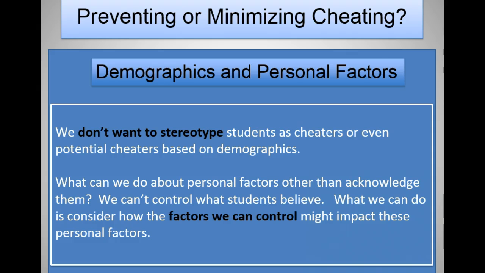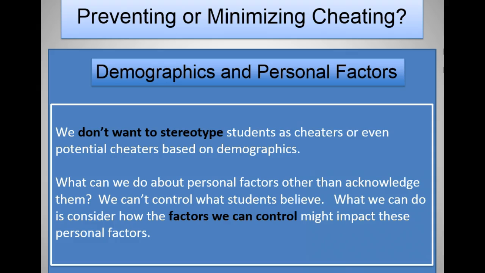So, preventing or minimizing cheating. When it comes to demographics and personal factors, I guess my message to you is we don't want to stereotype students as cheaters before they've cheated. It may be true that when we're looking at overall populations of students, men are more likely to report cheating than women. But what do we do with that when we're talking about particular men and women? There's nothing we can do about it, because the individual diversity within these categories of people is probably a much bigger deal than these general tendencies that the categories might have.